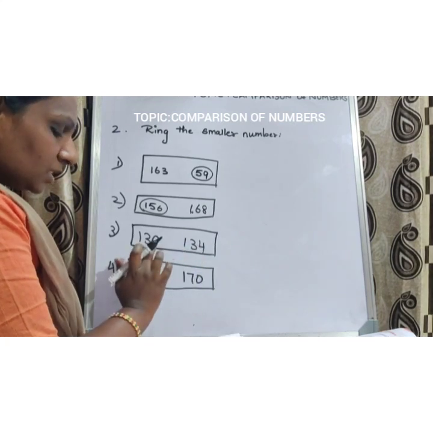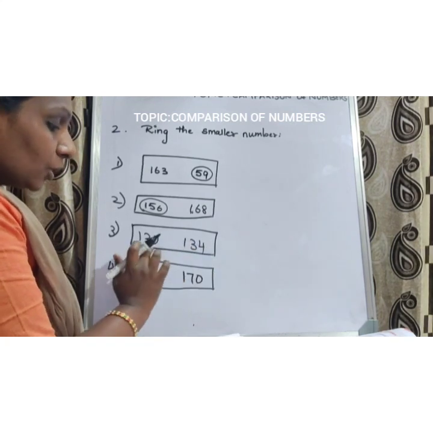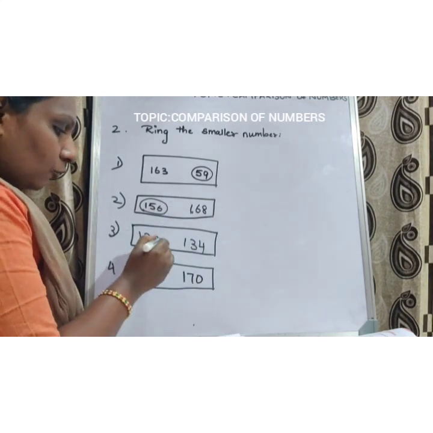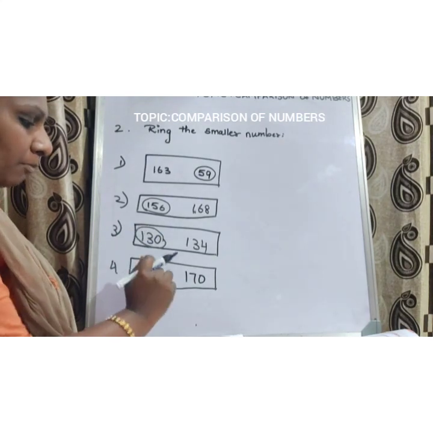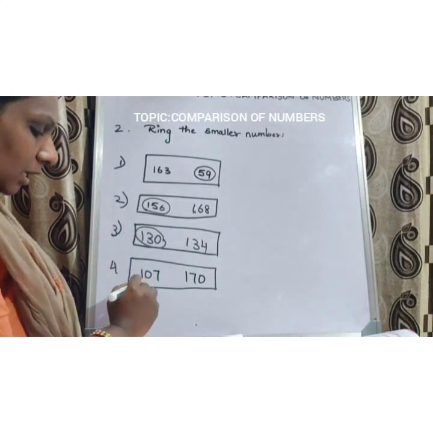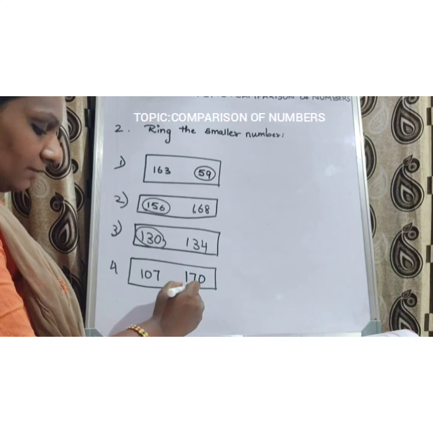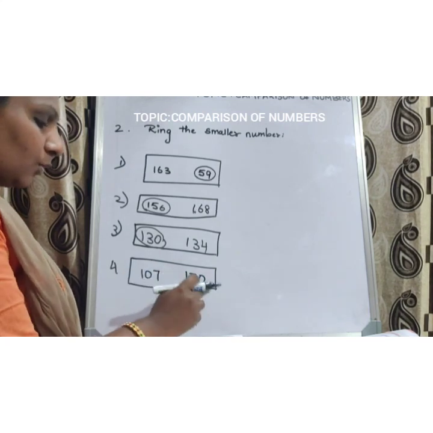Next, in the ones place, what is the number here? 0 and here it is 4. So 0 is smaller than 4. So circle 130. Okay, you have to compare like this and you have to write. Next, same way, 107 and 170.